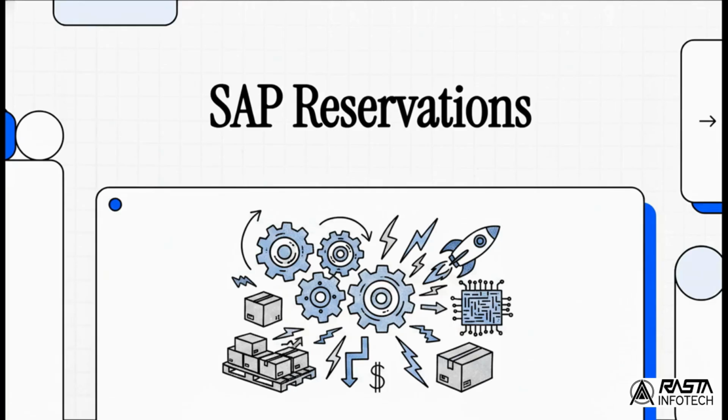Now, on the surface, I know it sounds like just a simple software feature, right? You're just earmarking materials so you don't run out. But as we'll see, when you pair that with the SAP consulting expertise of a firm like Rasta Infotech, this seemingly simple concept completely transforms. It becomes a strategic powerhouse that streamlines workflows, slashes your costs, and aggressively pushes your digital transformation goals forward.